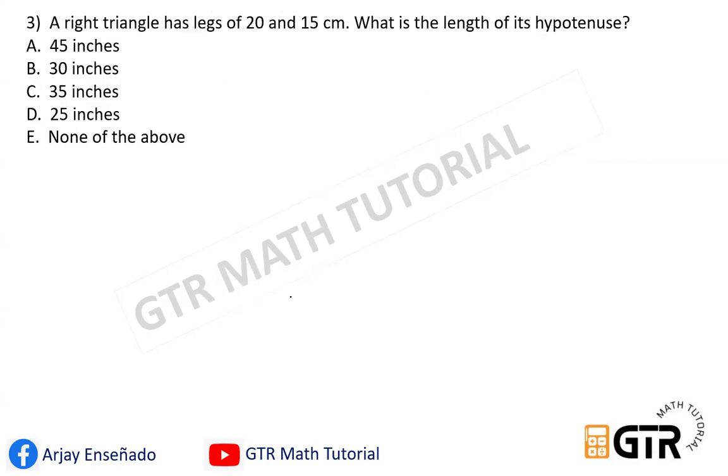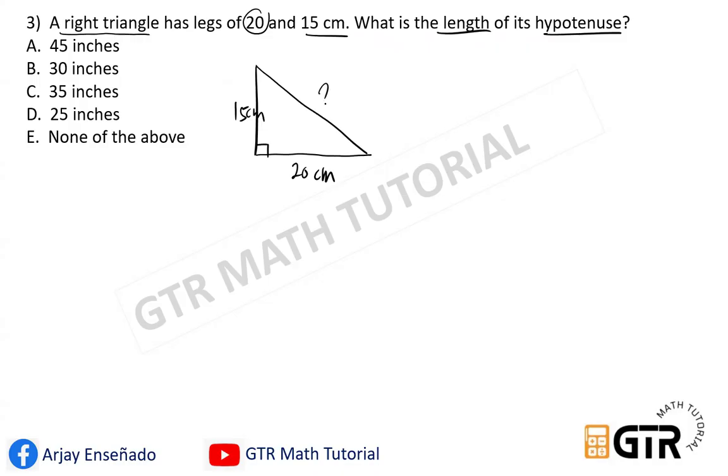Next, number 3. A right triangle has legs of 20 and 15 centimeters. What is the length of its hypotenuse? Okay, so we have given a right triangle, and the legs are 20 and 15. So let's say this is the 15 centimeters and then this is the 20 centimeters. So we are looking for the length of its hypotenuse. So this is the hypotenuse.